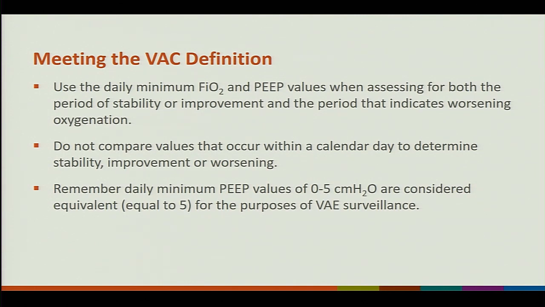These values are collected, recorded, and evaluated to determine if the VAC definition is met. They are used to assess for both the period of stability or improvement and the period that indicates a worsening of oxygenation. Remember, you will not be comparing values that occur within a calendar day to determine stability or worsening of oxygenation within that day. Another important note is that for the purposes of VAE surveillance, PEEP values between 0 and 5 are considered equivalent.